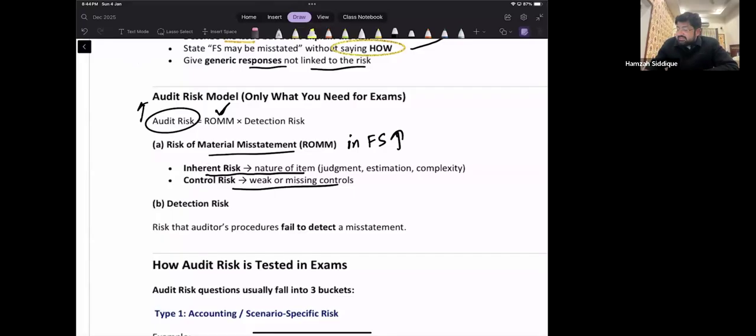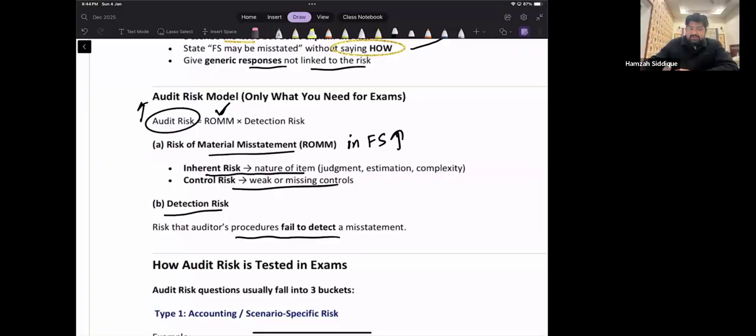And now the second factor is detection risk. The auditor has to detect misstatements, so it is the risk that the auditor may be unable to detect them. So audit risk arises because of these two factors.